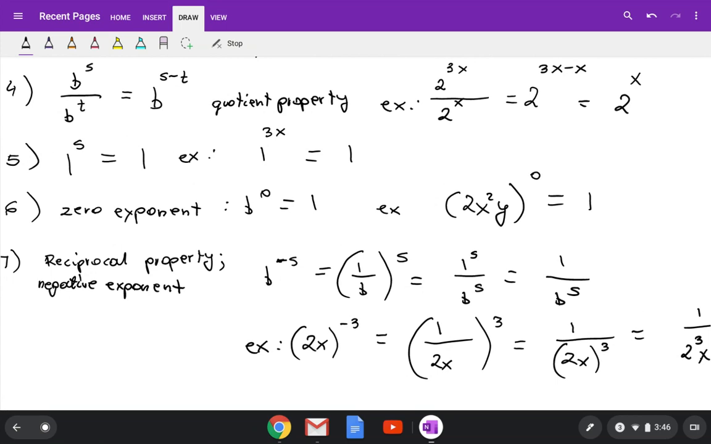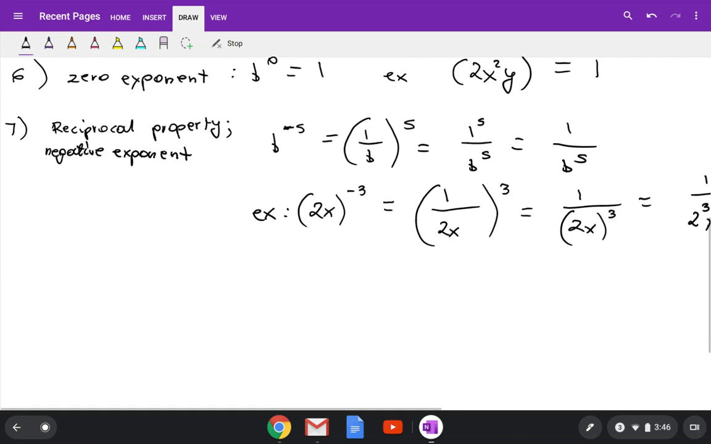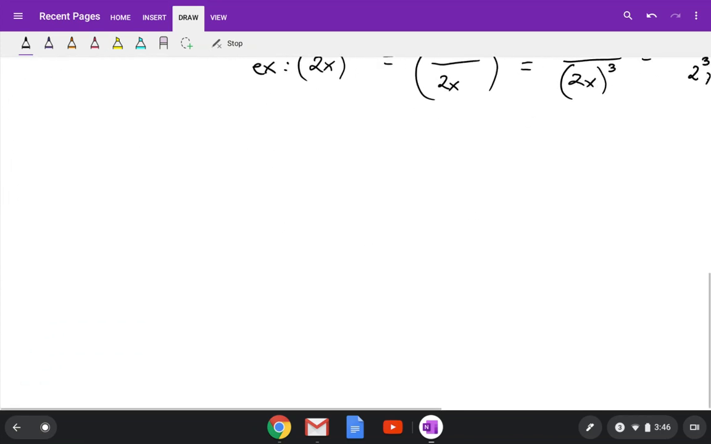You take the reciprocal of the base. Okay, next. Let's talk about the definition. Now that we've reviewed the rules of exponents, we're going to talk about the exponential function. So, the definition of an exponential function.